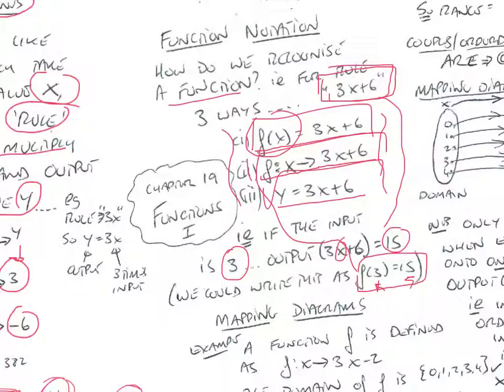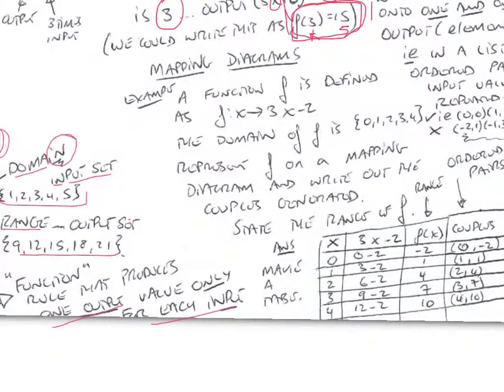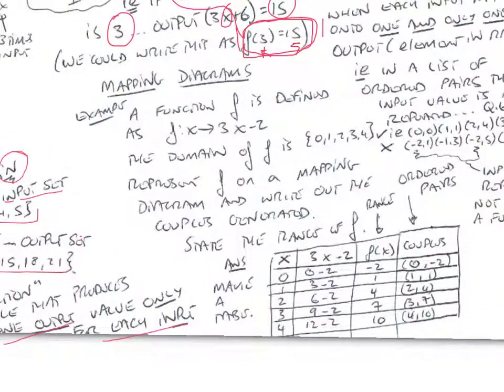We'll be meeting with this further notation in a while. Okay, but now let's look at mapping diagrams. So for example, a function is defined as f colon x maps to 3x minus 2. Okay, so the 3x minus 2 is the rule.